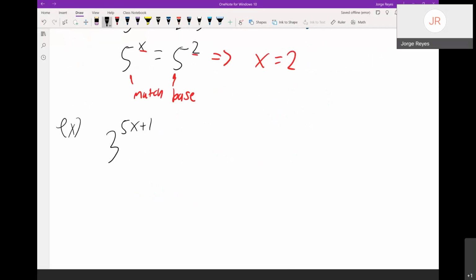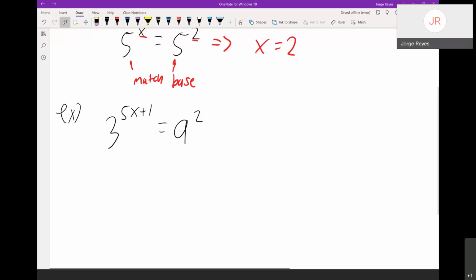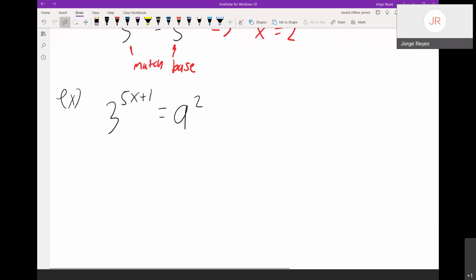So here, I have another exponential equation. This one is more complicated, right? You can't really stare at this and get the answer. But you know that 9 and 3, those are related. In fact, 9 squared is actually 3 squared squared, right? Which we know from our exponent rule. So this is 3 to the 4th, okay?